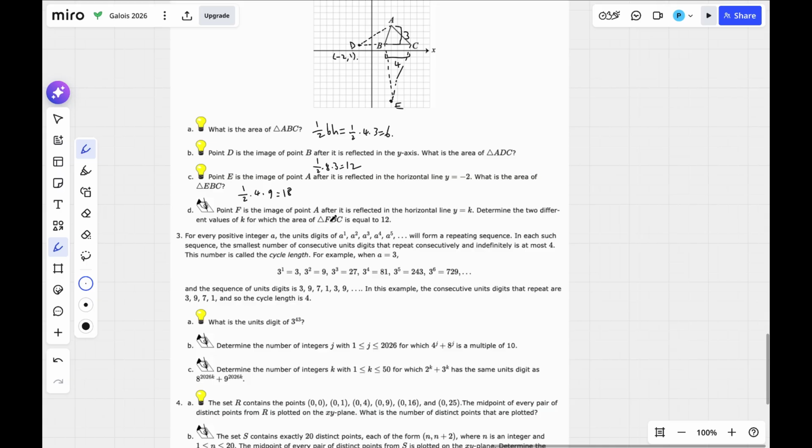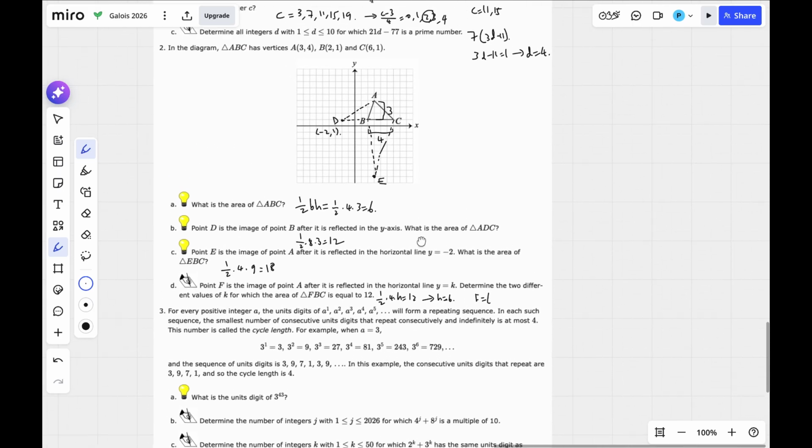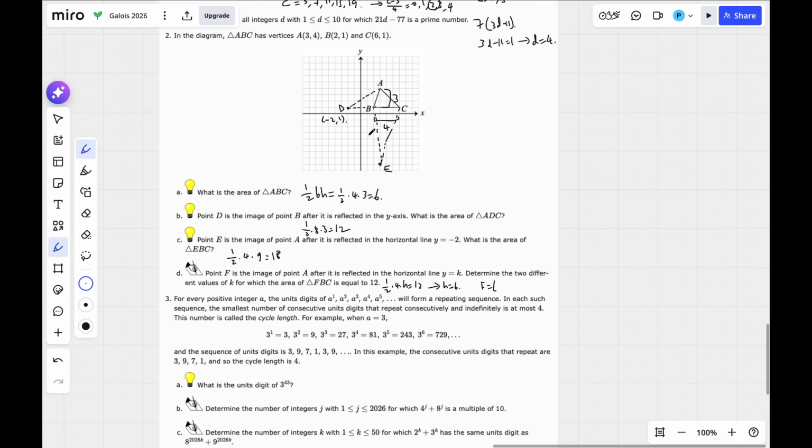Finally, for part D, point F is the image of point A after it is reflected in the horizontal line y equals k. Determine the two different values of k for which the area of FBC is equal to 12. So essentially here, for the area of FBC to be equal to 12, if we use the same formula, half times base, which is 4, times height is equal to 12. So this means height equals 6.